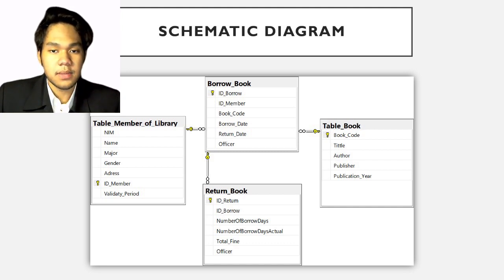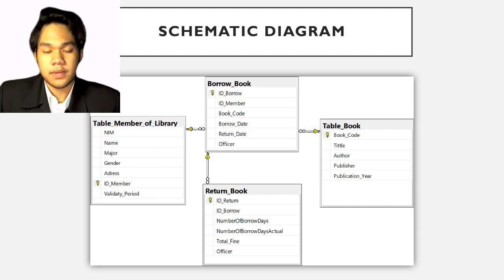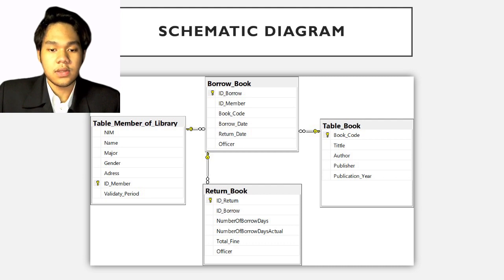Then we have the schematic diagram of table member of library, which includes name, major, gender, address, ID member, and validity period. Then we have the schematic diagram of return book, which includes ID return, ID borrow, number of borrow days actual, total fine, and officer. And the last schematic diagram, there's table book, which includes book code, title, author, publisher, and publication year.